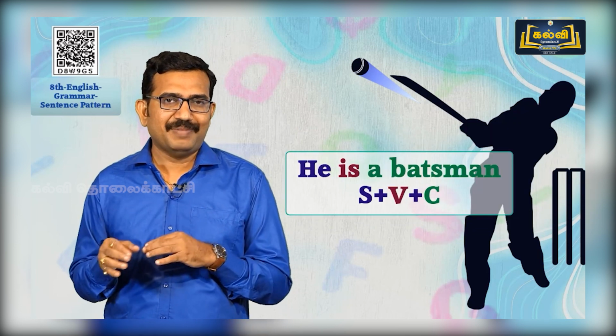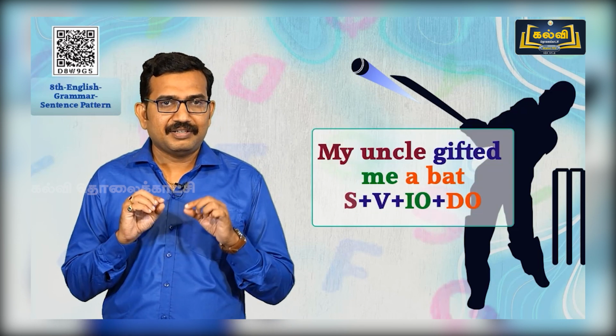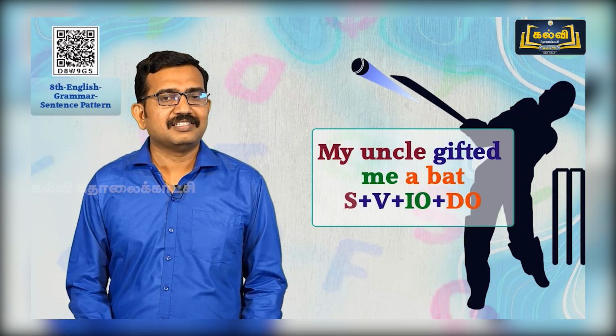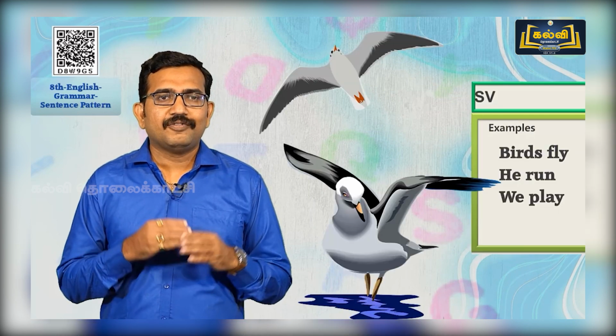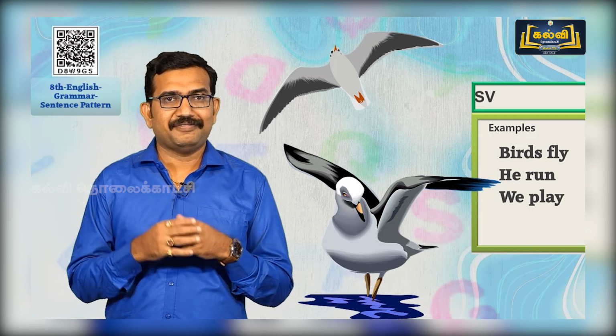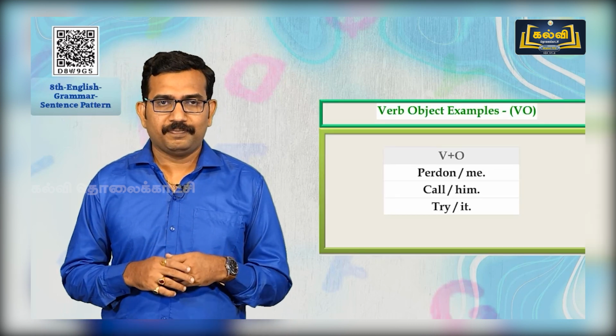He is a batsman. So this is SVC. My uncle gifted me a bat. This is an example for SVIO-DO. So these are the five basic patterns. Let's check more examples for each of the patterns. For SV, birds fly is a famous example. He runs, we play, I cook, you sing, you dance. Any example you can write. This is very easy. And check the examples for VO.